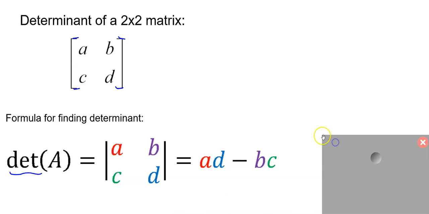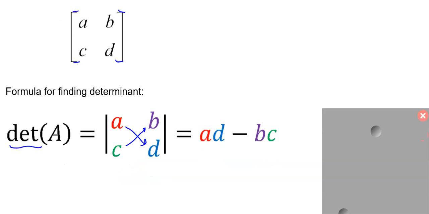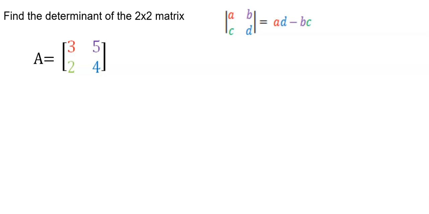And so if you do, the formula is AD, you take that matrix, go diagonally, AD minus BC. So you go diagonally the other way. So kind of start top left to bottom right, and then go the other way here to do that. Okay, so let's try to do this one by hand. So this will be 3 times 4, which is 12, minus 5 times 2, which is 10, which is 2.